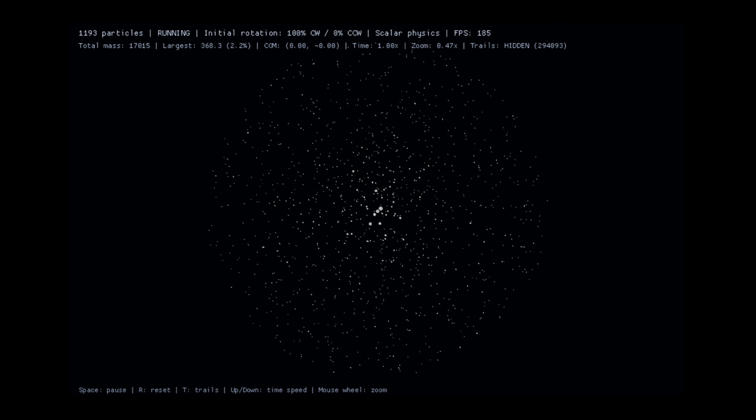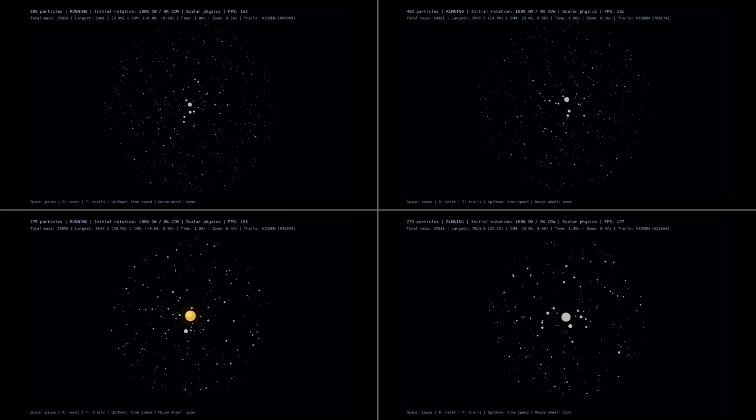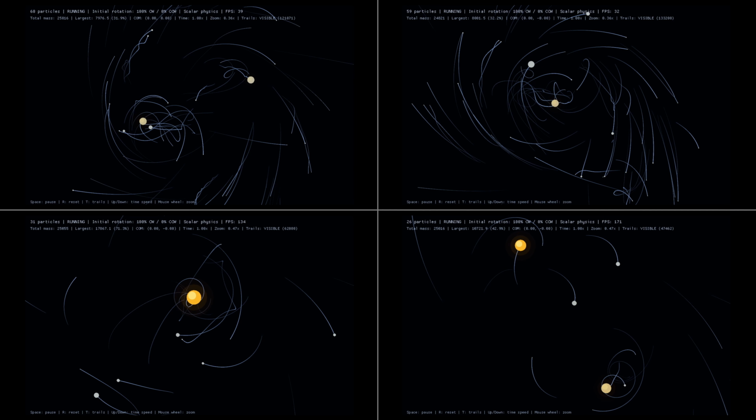What I have here is a very simple gravity simulator. It allows me to create a cloud of particles with different initial conditions and then observe how the system evolves as gravity does its job.